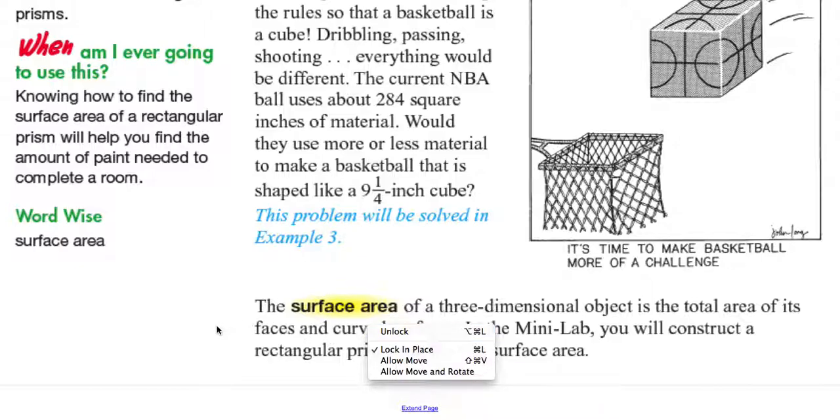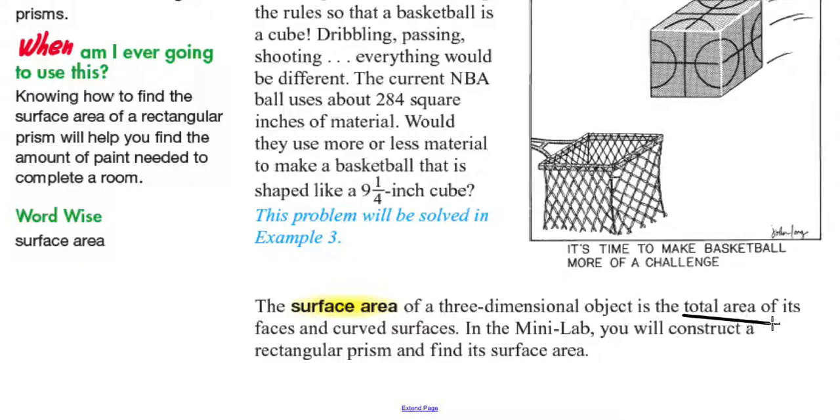The concept, of course, is surface area. The surface area of a three-dimensional object is the total area of its faces and curved surfaces. Okay, so write this definition down. In the mini lab, we will construct a prism and find the surface area. Again, let me just underline that: it's the total area of its faces and curved surfaces.